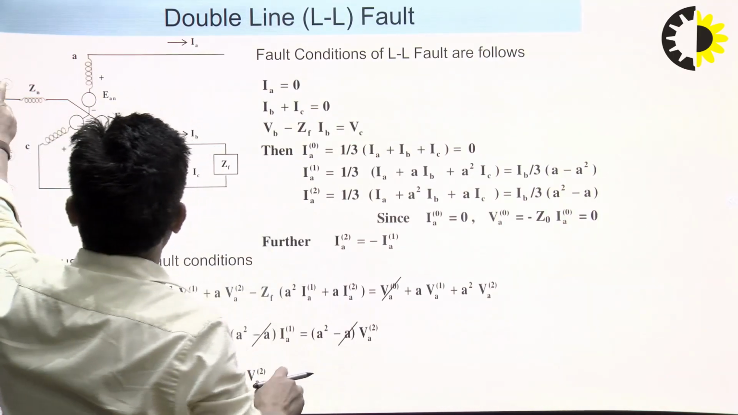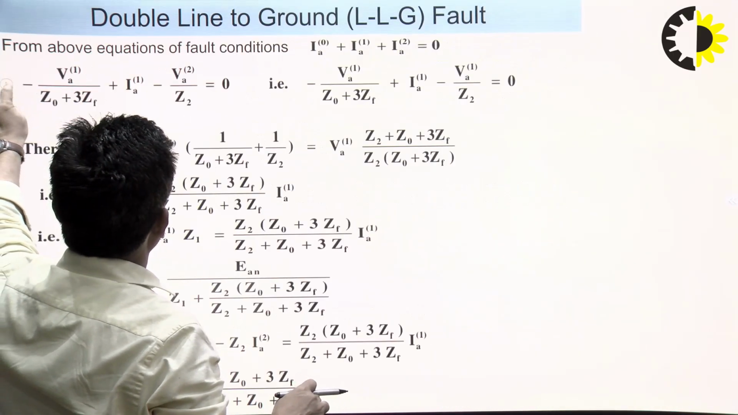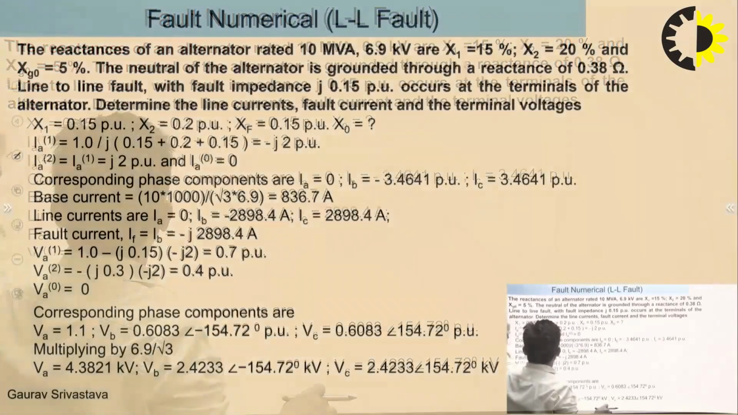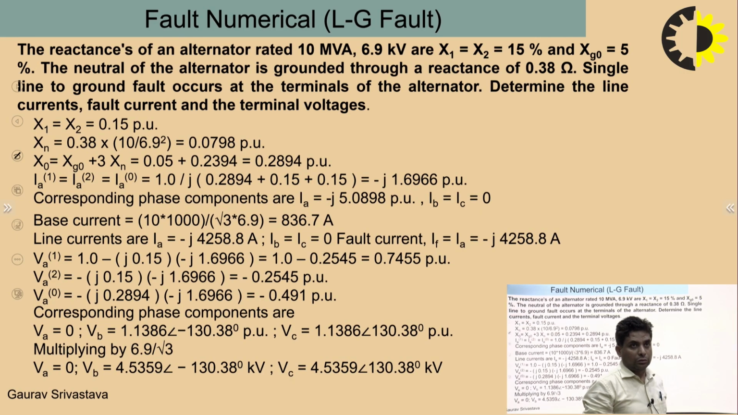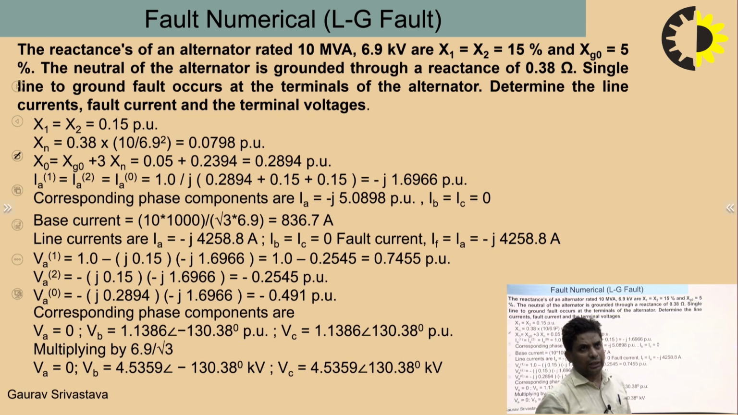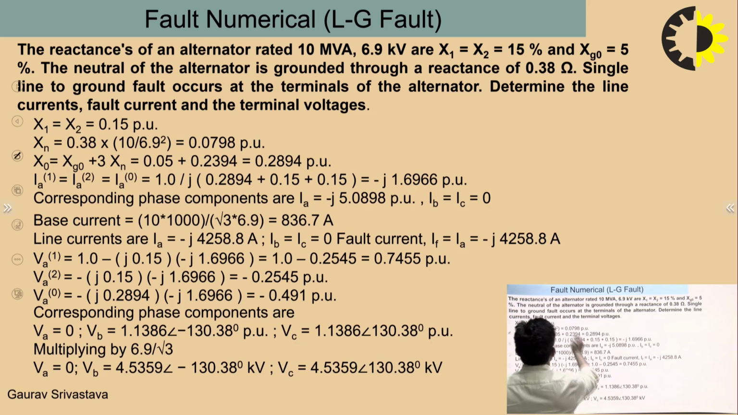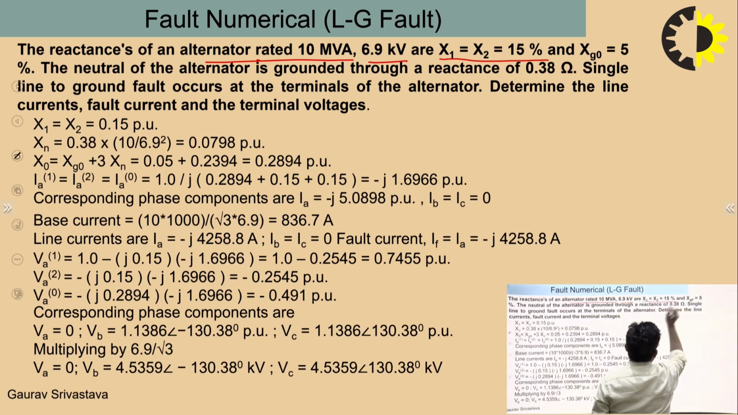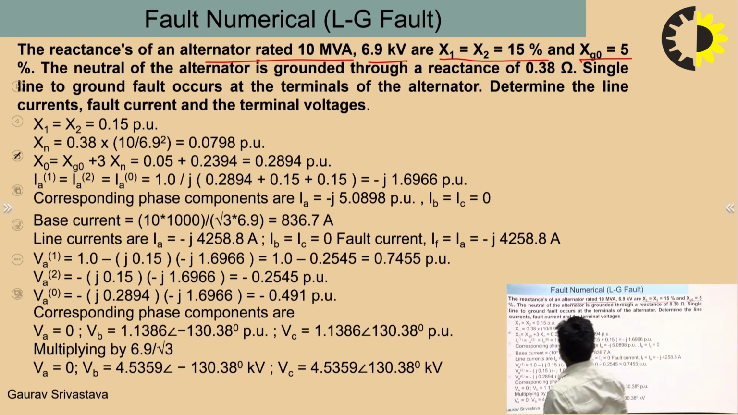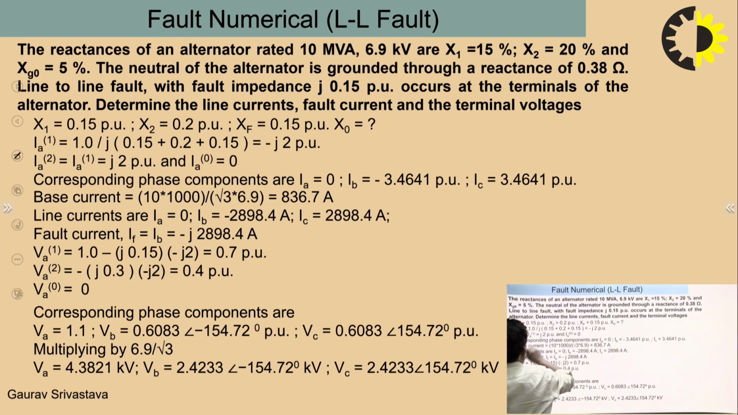Firstly we will discuss one example of numericals, that is the LG fault analysis. With the theory as well as the numerical part we can consider the LG. Then we go for the double L similarly and the double LG. Right now in this numerical, the reactances of an alternator rated 10 MVA, 6.9 kV, the positive and negative sequence values are approximately 15%, and the zero sequence, ground impedance, 5% reactance is given.